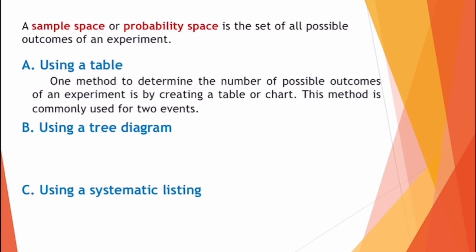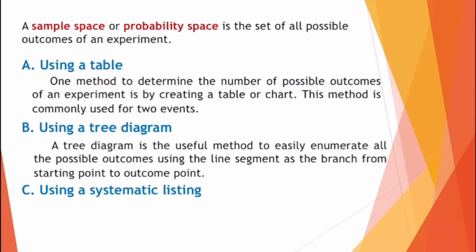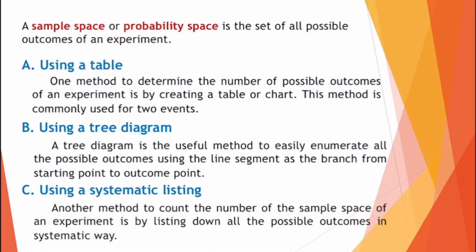If we use a tree diagram, it is a useful method to easily enumerate all the possible outcomes using line segments as branches from the starting point to the outcome point. And if we use systematic listing, it is another method to count the number of the sample space of an experiment by listing down all the possible outcomes in a systematic way. So, to easily understand, let's have an example.